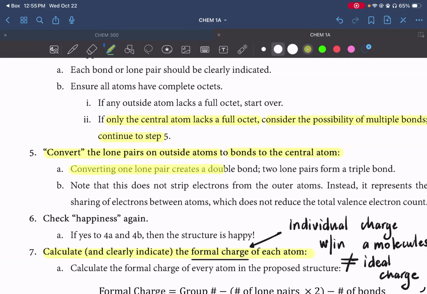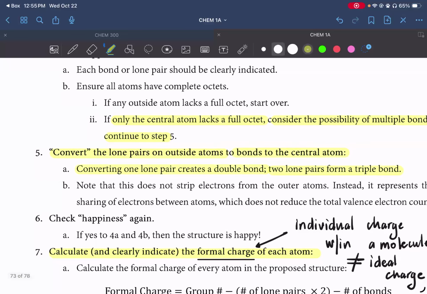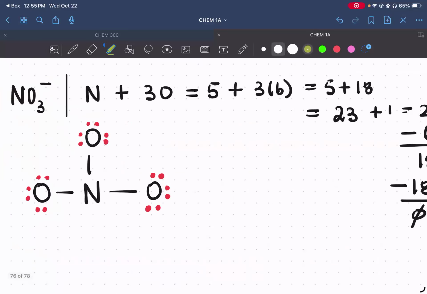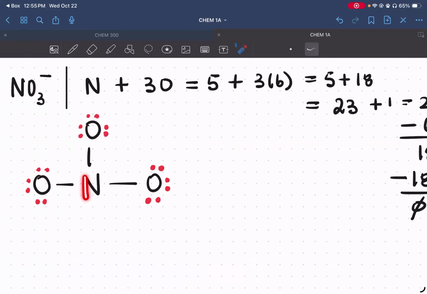By converting one lone pair, we will form a double bond. If we convert two, then that will form a triple bond. So here's what that looks like. This nitrogen right here currently has 6 valence electrons. That's unhappy. All it needs is 2 more. So it goes to its roommate and says, hey man, can I borrow some electrons?